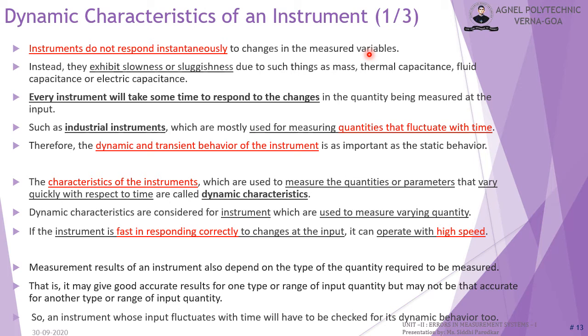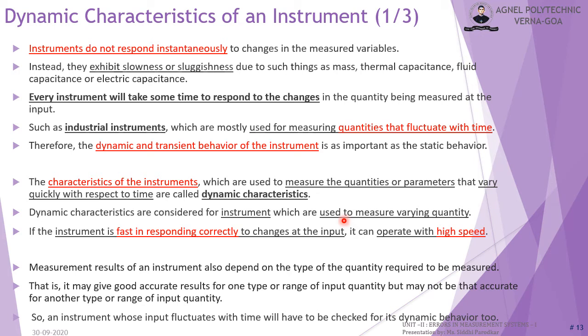For example, industrial instruments are mostly used for measuring quantities that fluctuate with time. Therefore, it is very important to study the dynamic or transient behavior of the instrument along with the static behavior of the instrument. The characteristics of the instrument which are used to measure the quantities or parameters that vary quickly with respect to time are called dynamic characteristics. Dynamic characteristics are considered for instruments which are used to measure varying quantities.